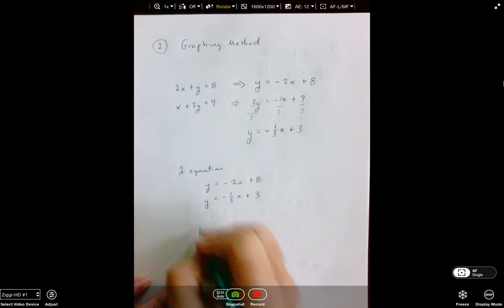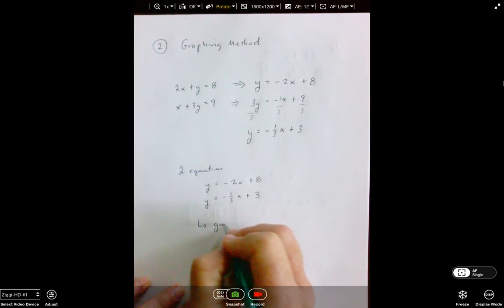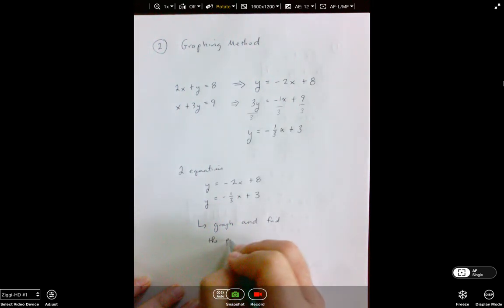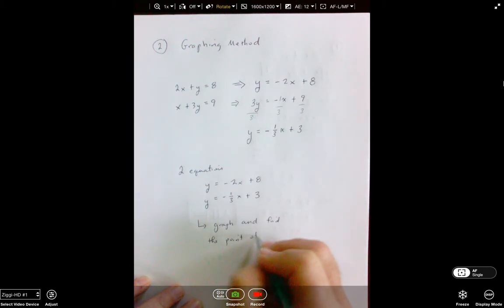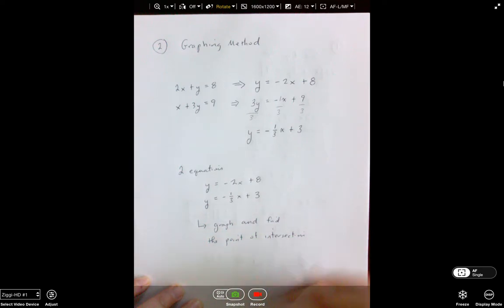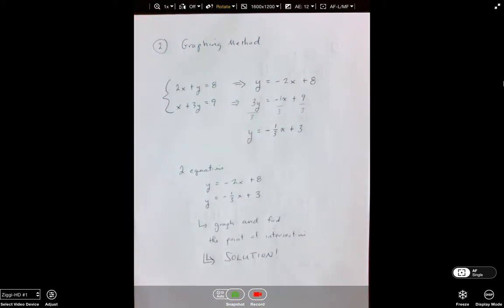Now if I can graph and find the point of intersection, then what do I have? Then I have the solution. I have the solution to this system of linear equations I started with back over here.